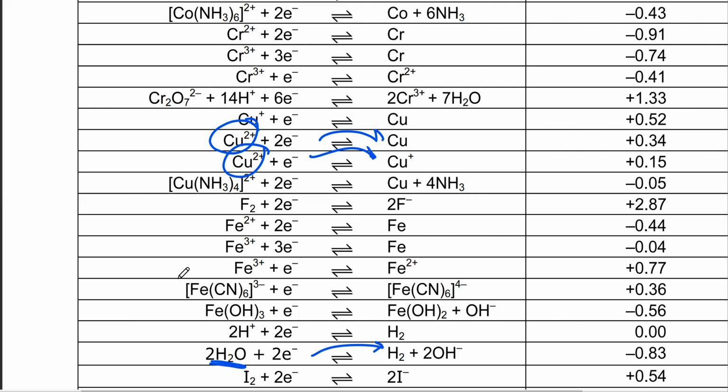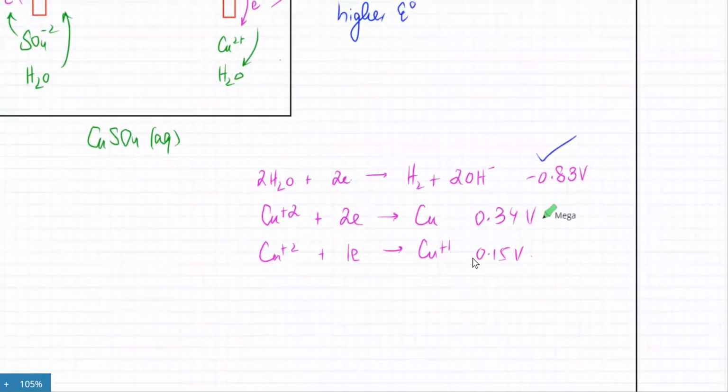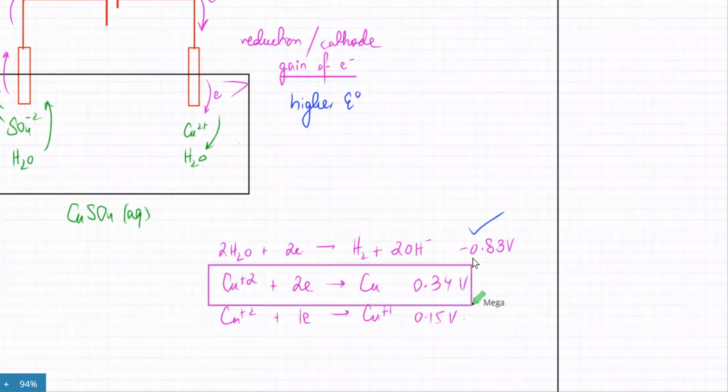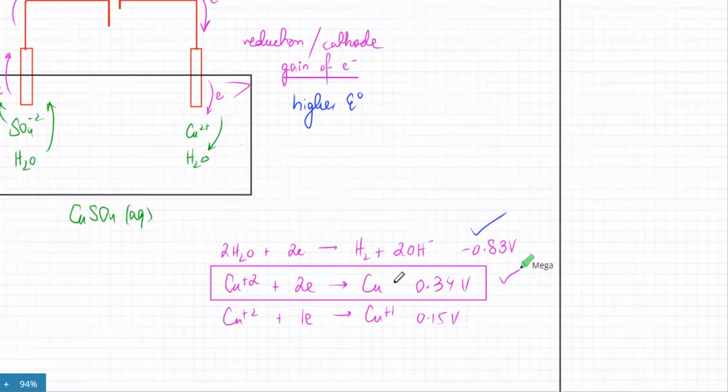So I've copied both of them, and here's my board. The decision has to be made who gains electrons, the one that has the highest potential. And in this case, it's the middle one, that's 0.34 volts. That's the one that has the high E naught. So that is the one that's going to gain electrons. And this is exactly what you had studied in O levels as well, that copper ions are the ones that are going to get reduced. And they're going to gain electrons to form copper.